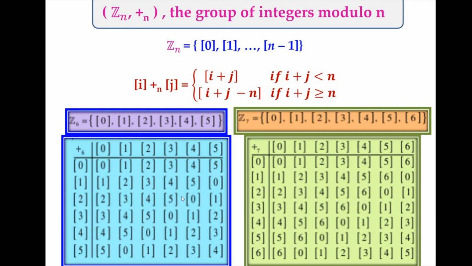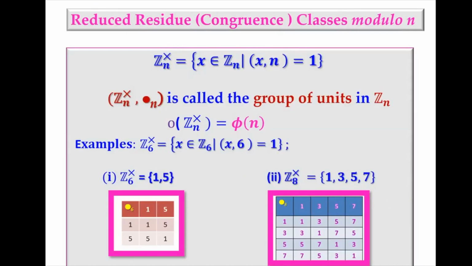So as there are no repetitions, we can easily conclude that Z6 under addition modulo 6 forms a group. In the same way, Z7 under addition modulo 7. Now next is reduced residue classes modulo n. Now what do we mean by that? See, in the case of congruence classes modulo n, with respect to multiplication, not all of the elements will have inverse. For example, in Z6, if you consider 2 or 3 or even 4, they do not have inverse.